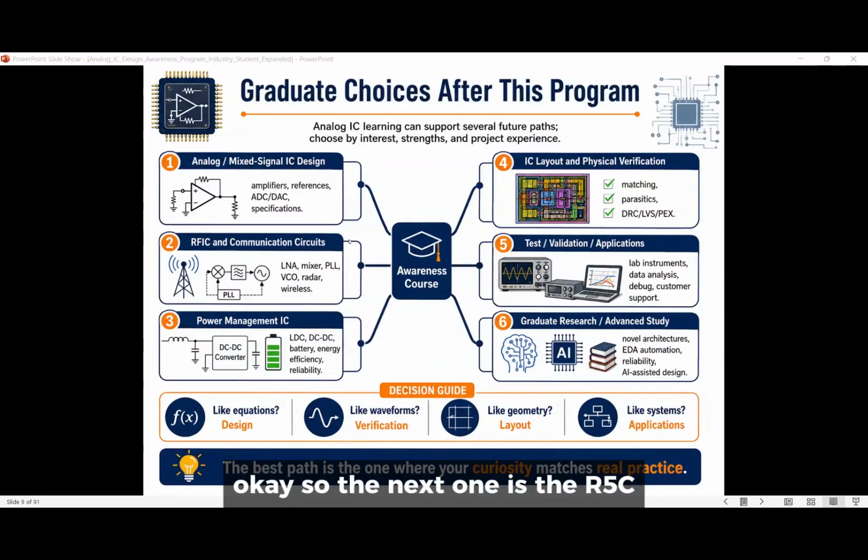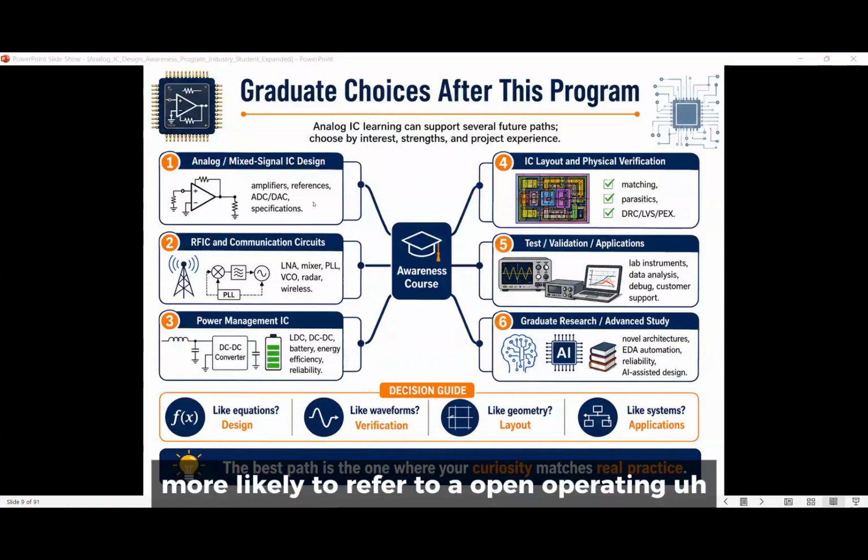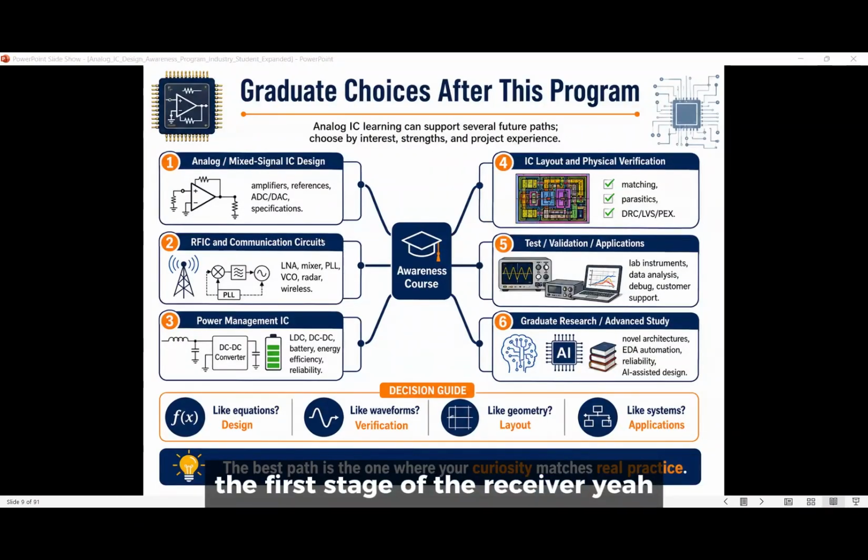Okay, so the next one is the RFIC. This is radio frequency IC and the communication circuits. The first one is the LNA, a low noise amplifier. What is the difference between the LNA and the amplifier here? The amplifier here more likely refers to an operational amplifier. The LNA here is the first stage of the receiver. Its main role is to amplify a rather small signal from free space, from the other antenna.